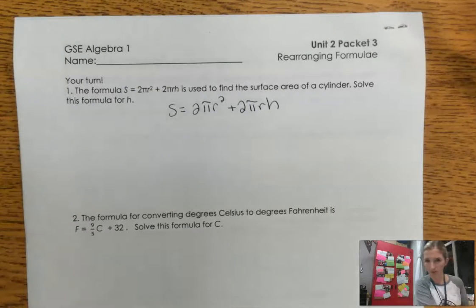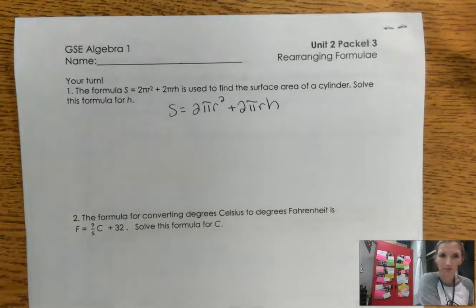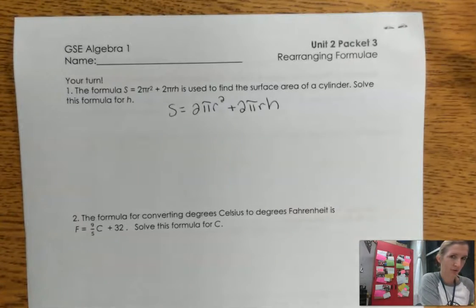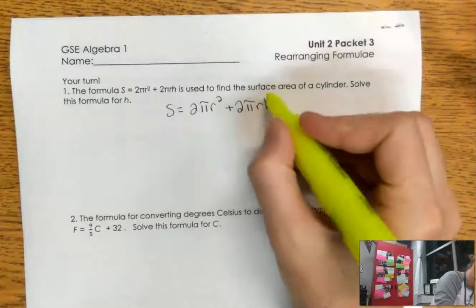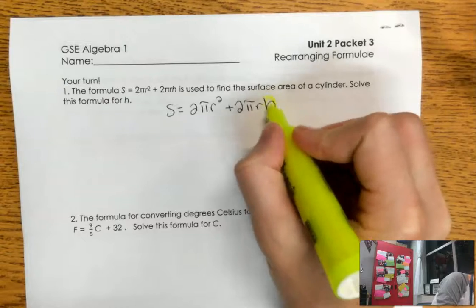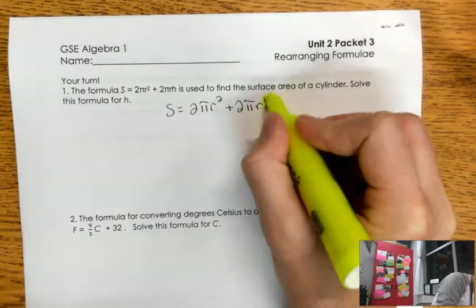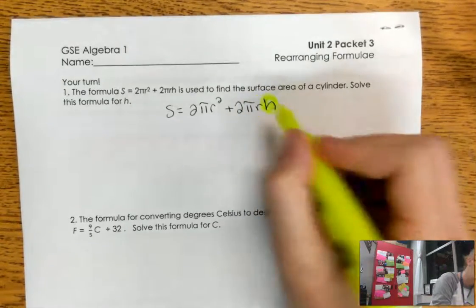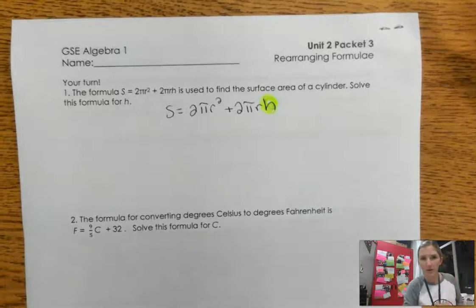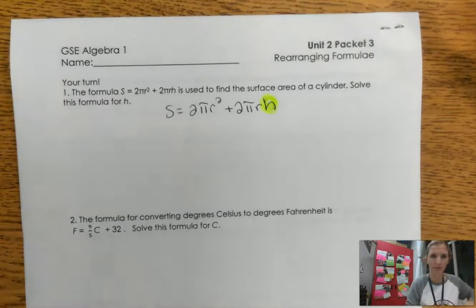Is it on the left side or the right side of the equal sign? I hope you said the right side. Is the h in the first term or the second term? I hope you said the second term. So here's my h. You can just circle it. You can highlight it. You can do whatever, just so you know that's what we need by itself on one side of the equal sign.